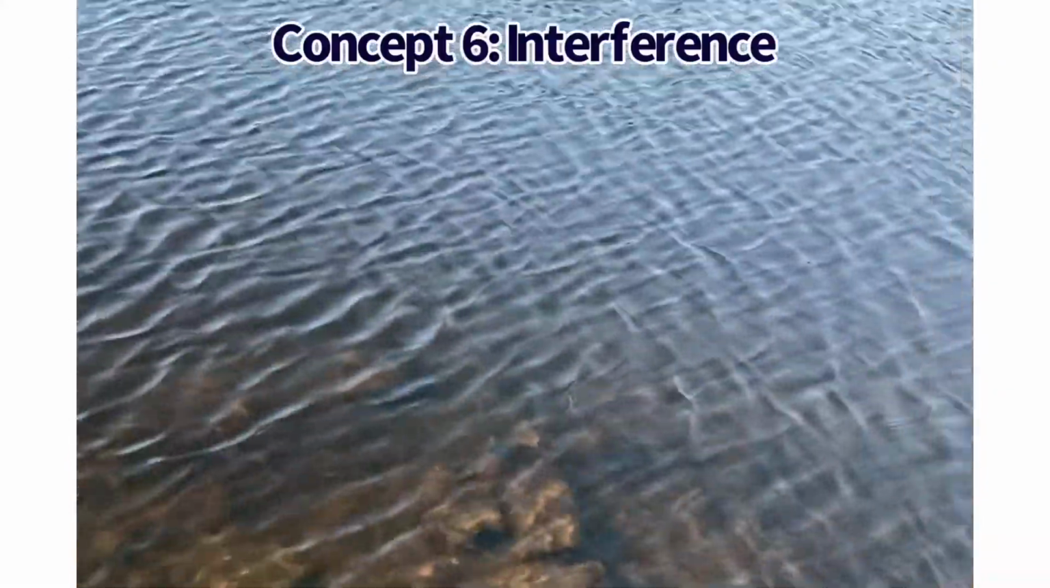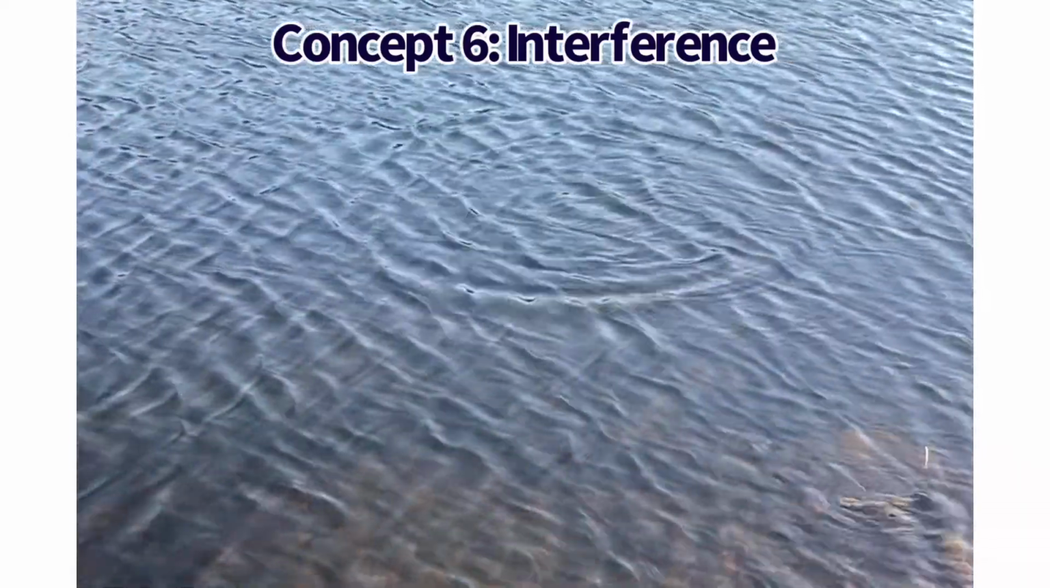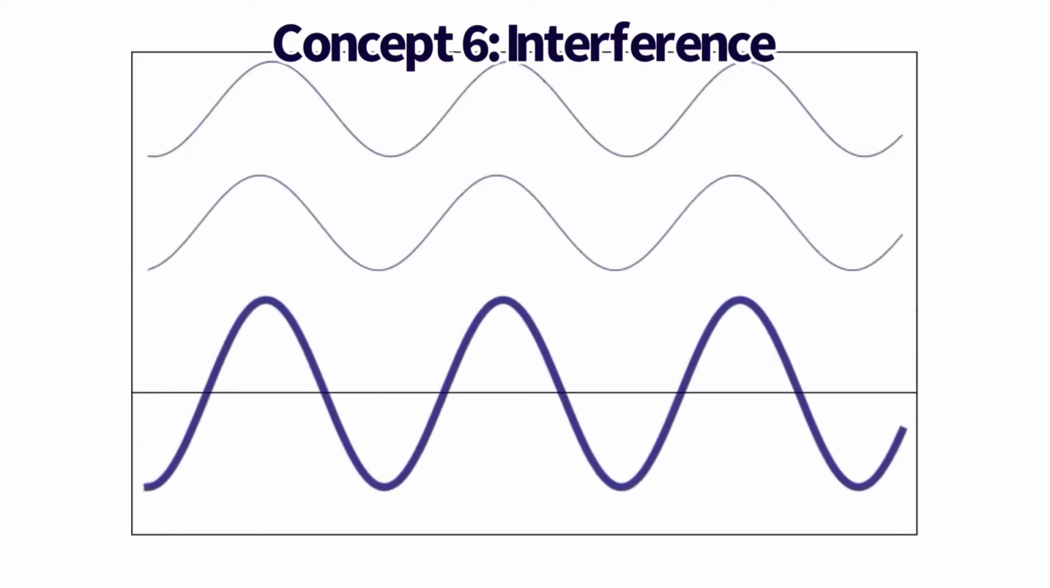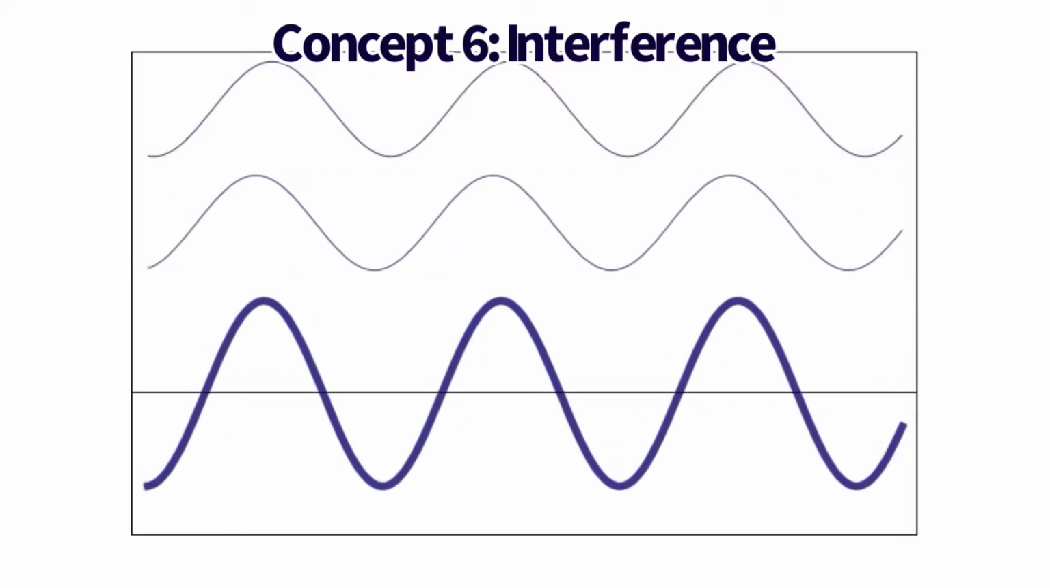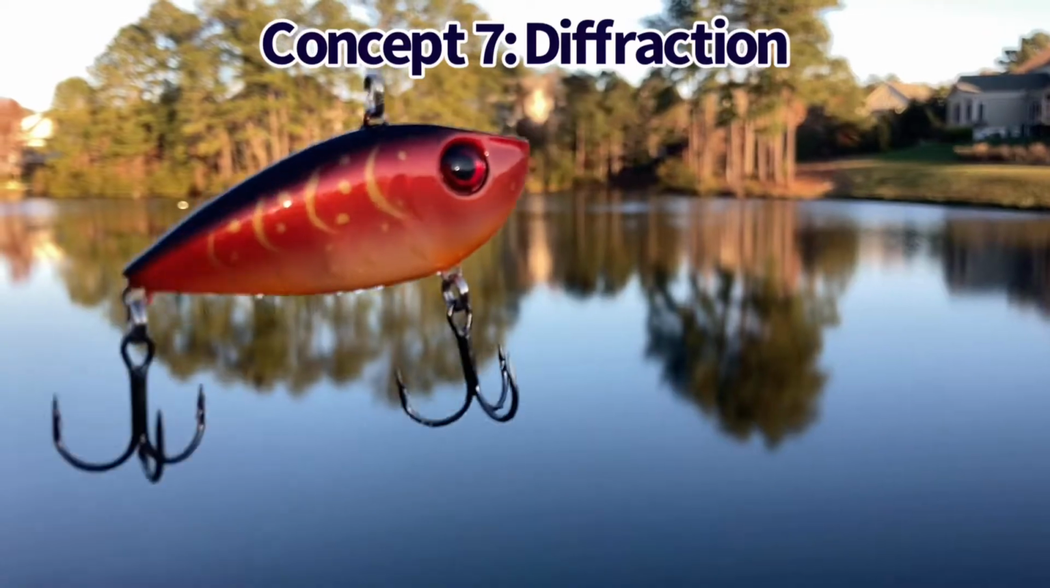So right here, I'm casting my lure, and it's going to hit the water, and the ripples from it are going to go against the ripples from the pond, and they're going to create destructive and constructive interference in certain places, and this is pretty much a diagram of what's going on as it's going through the pond.